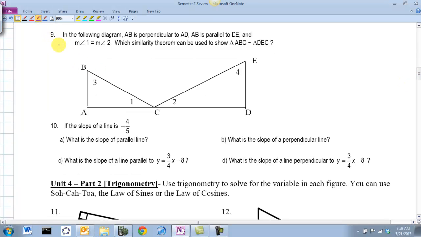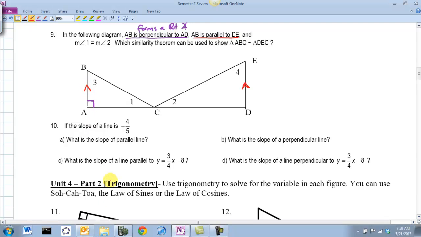Number 9. In the following diagram, AB is perpendicular to AD. Well, perpendicular means forms a right angle. And that is always a key fact. So I'm going to write down 90 degrees right there. They also tell me that AB is parallel to DE. Symbols for parallel lines are these arrows. They can be a single pair of arrows or a double pair.